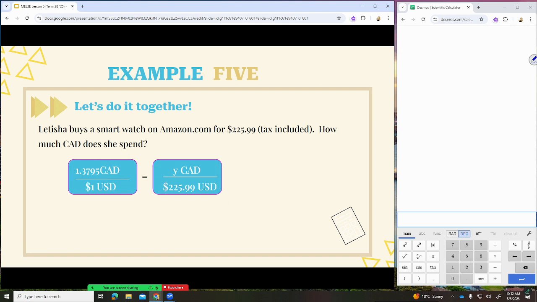The watch in America is $225.99, and that would be USD, American. And we're saying it's already got the taxes included, for ease. We want to know how many Canadian dollars Letitia will need to spend. So same thing, we're setting up those ratios, setting up what we know with what we still need to find.